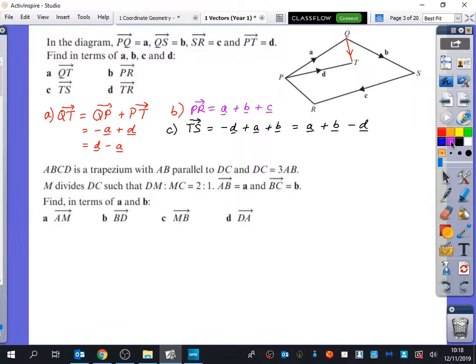What about the last one that I've got here? If I'm going to look at D, which is TR, Mabel, what do you think you could do to go from T to R? Yep. Yep. Good. So it's A plus B plus C minus D.